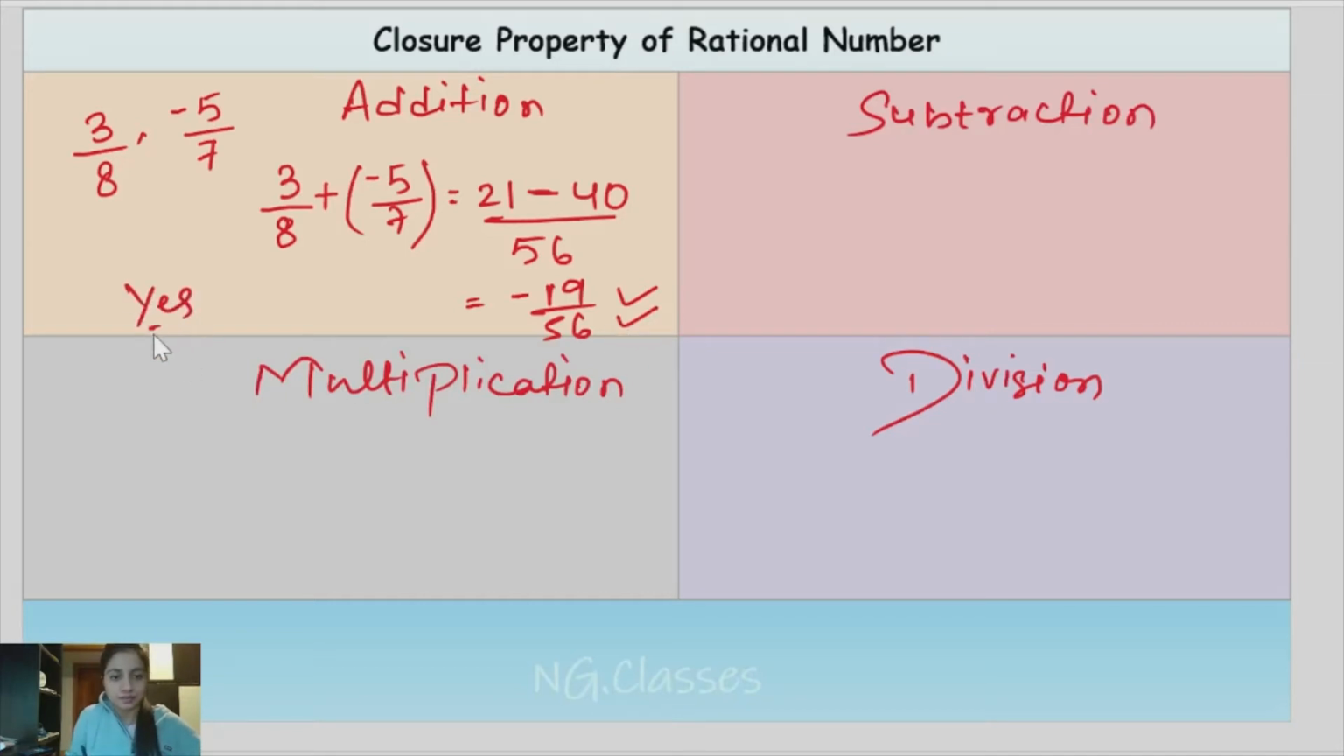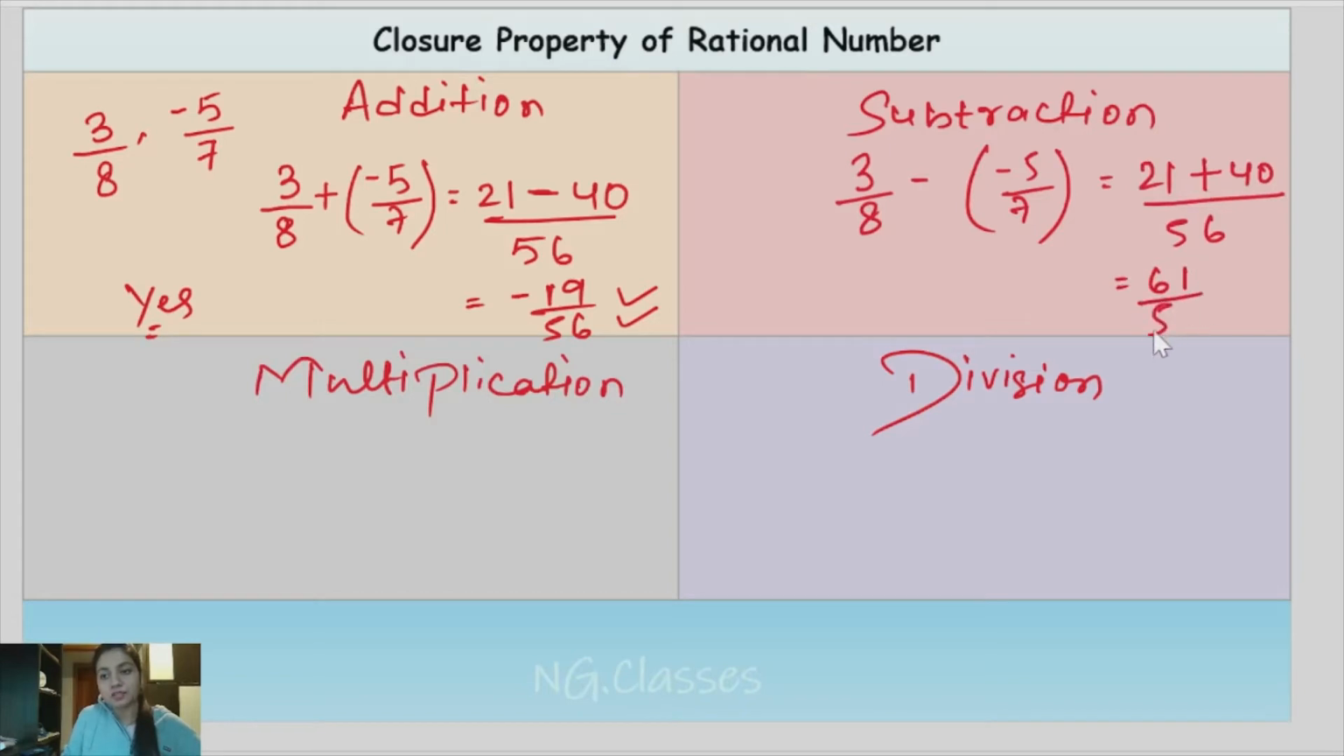Yes. Now let's do the same thing for subtraction. 3 by 8 minus 5 by 7. 56, 21 plus 40. And we will get 61 by 56, which is a rational number. So I can say rational numbers are closed under subtraction as well.